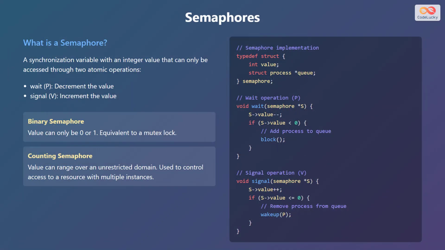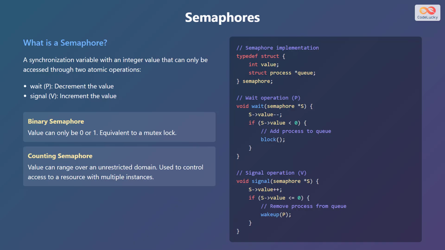Semaphores are synchronization variables with an integer value that are accessed through two atomic operations: wait, also known as P, which decrements the value, and signal, also known as V, which increments the value. There are two main types of semaphores: binary semaphores, which can only have a value of 0 or 1, and are equivalent to a mutex lock, and counting semaphores, which can range over an unrestricted domain, and are used to control access to resources with multiple instances.